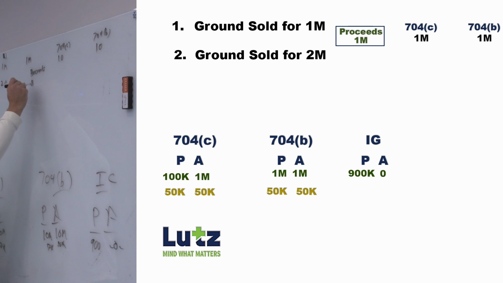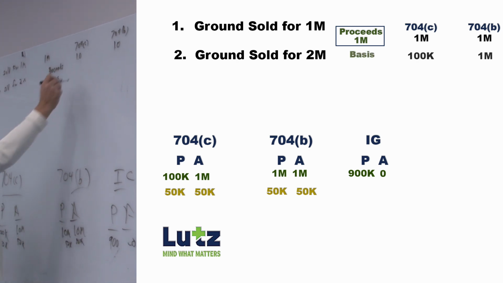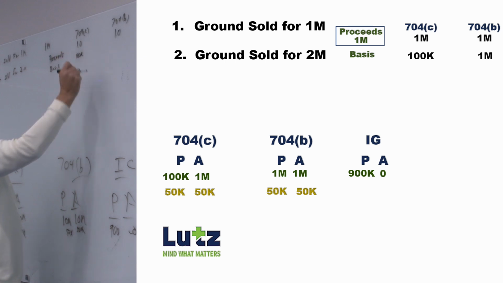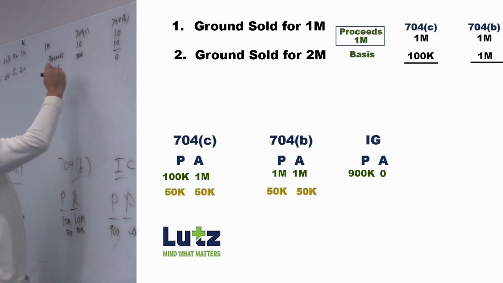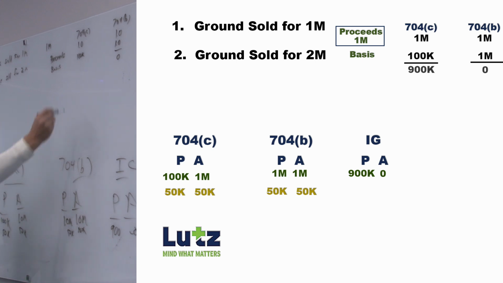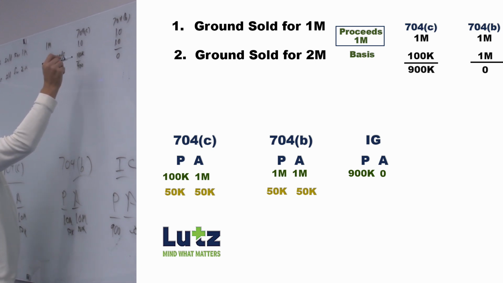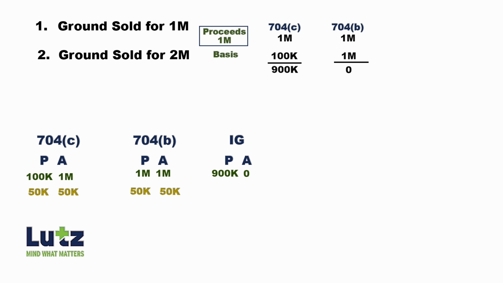What's my basis for 704C? 100,000. What's my basis for 704B? 1 million. So I have no gain or loss, correct? Yep. But I have a 900 gain here, correct? Yep. So this says, for 704B purposes, that there's no gain or loss that needs to be allocated. But for 704C, I got 900 of inherent gain, and I know who to push that to because it's required allocation.